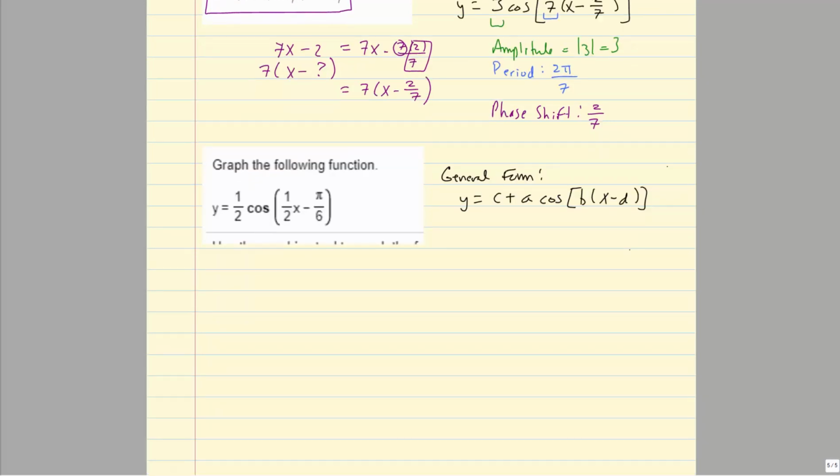Well, right here on this problem, I don't have a plus c, I don't have anything on the outside, so I can get rid of that. And then this will be y equals a, which is 1/2, cosine bracket. Now the coefficient in front of the x is a half, so I have to factor a half out. Now the question is, what goes here if I factor a half out?